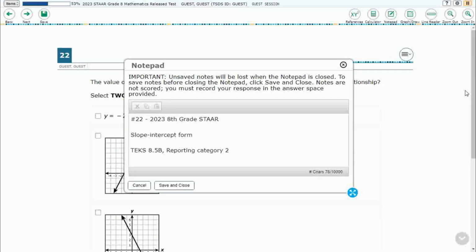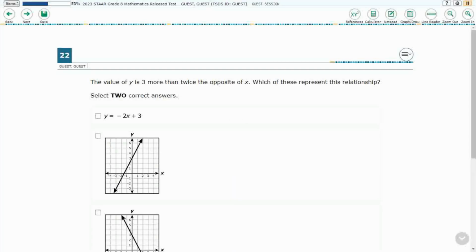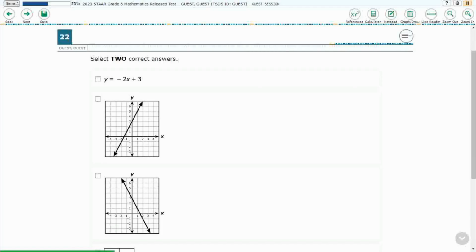For number 22, we are looking at slope-intercept form. This is reporting category 2, TEKS 8.5B. This is a multiple select, so we need 2 correct answers, right? So if we just try to move on by selecting one, it's going to give us the error message.